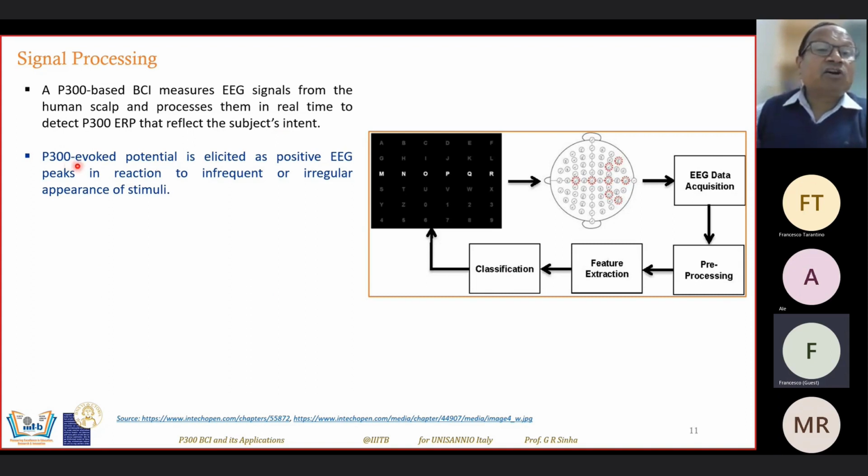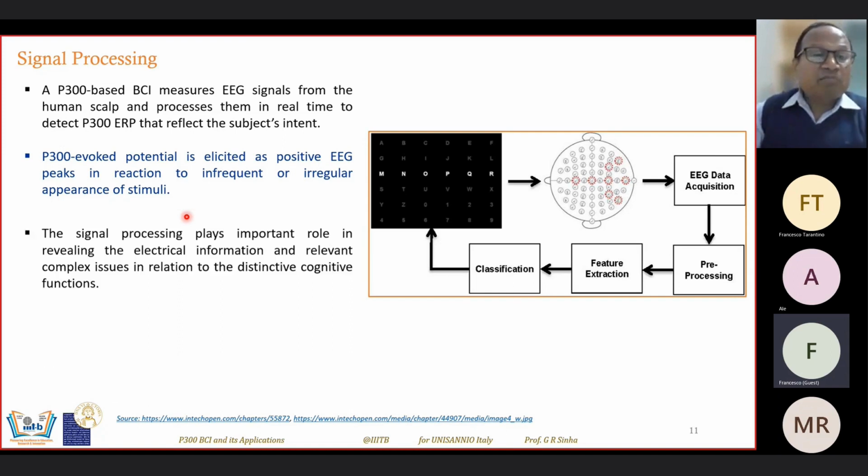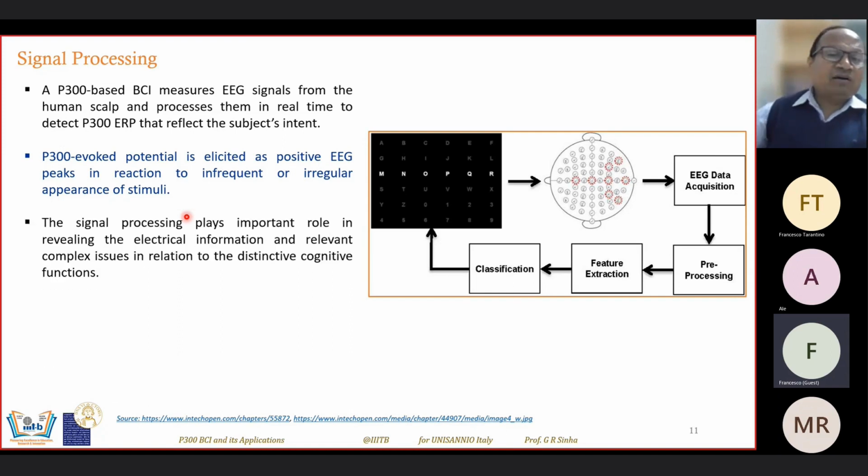So the P300 evoked potential is elicited as a positive EEG peak in reaction to the infrequent or irregular appearance of the stimulus. Remember the property: infrequent, irregular. Infrequent means the probability is very low. Irregular means the duration is long. Remember, the signal processing I think does not need to be repeated again. We have discussed signal processing in detail in our previous lectures.